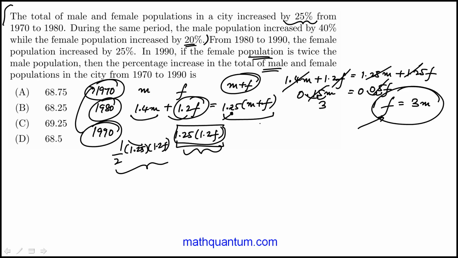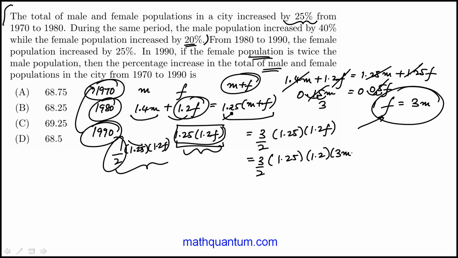You'll note this is the same piece, so you have a half here and a 1, so this will become 3 over 2 times 1.25 times 1.2 F. And I will rewrite this in terms of M by replacing F with 3M. And I'll compute this. So this is 1.5 times 1.25 times 1.2 times 3. So it comes out to 6.75 M.